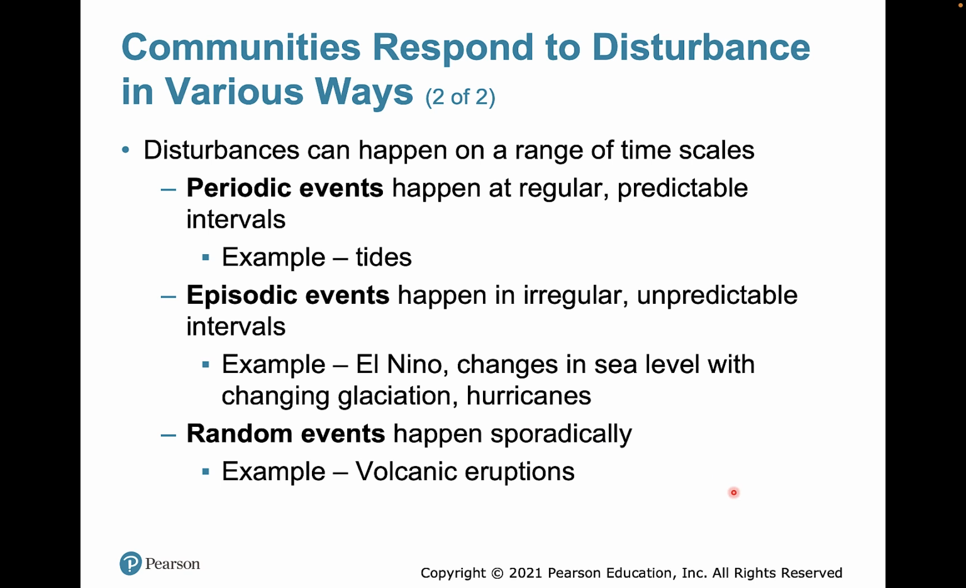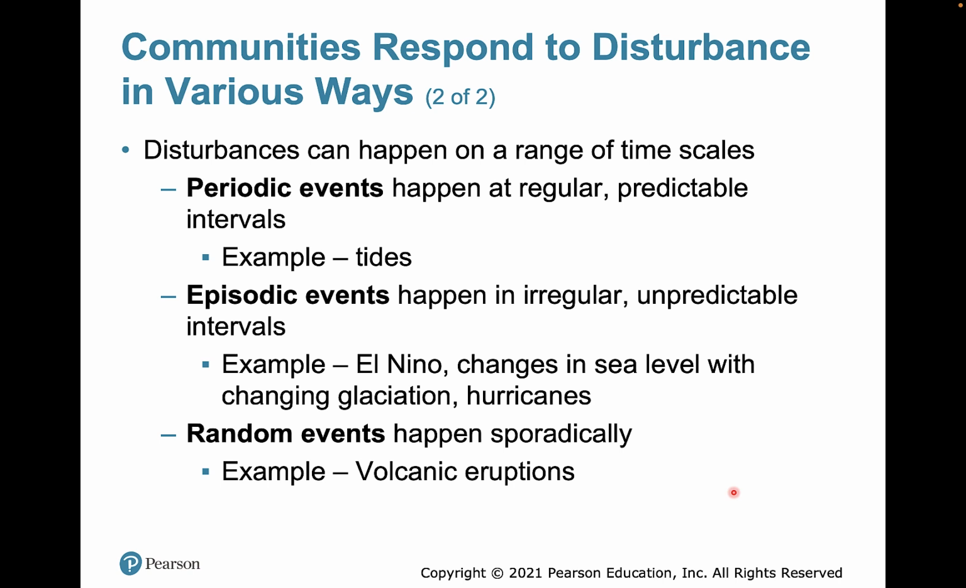These disturbances can happen in a variety of different timescales. Sometimes they're periodic. If it's periodic, it's a regular, predictable interval, like the tides. The tides come in and out every day, depending on where you're located. They can be episodic, which means that they are irregular and unpredictable, but they will happen again. El Nino is one of them. Changes in glaciation, which will then impact sea level, is one of them. And hurricanes. We know that there's a hurricane season, but we don't exactly know when those hurricanes are going to come. So those are episodic.